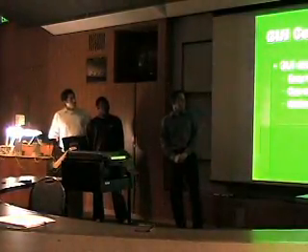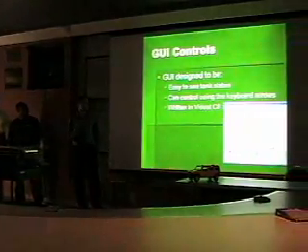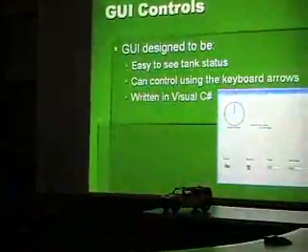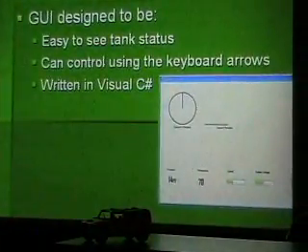So we started out with the GUI design. We wanted it to be easy for the user to see what the tank was doing. So easy to see its cannon position, the sensor values that it's reporting back as well. And then they could control it using keyboard keys. Easy to do, and a little quicker than clicking on things.